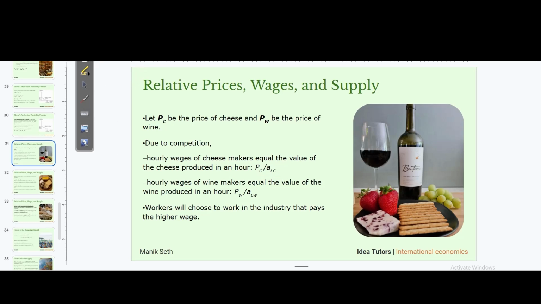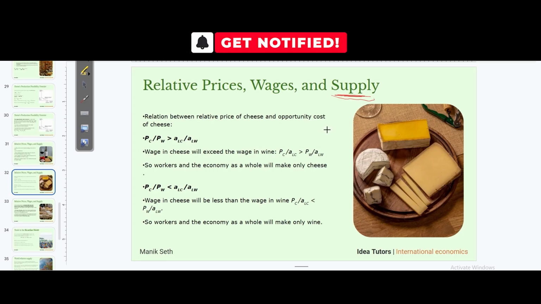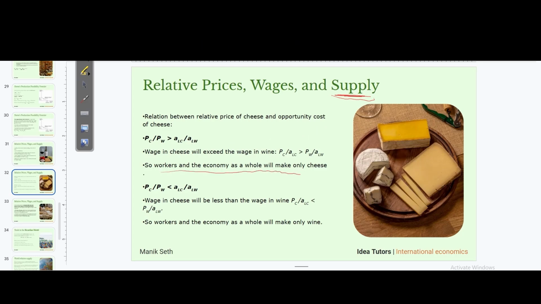Now who will pay the higher wage? How will that be decided? There are different things. First, relative prices: the price of cheese relative to wine, or wine relative to cheese. Then we have wages, which is what the worker is getting. And the supply is the supply of the product. To supply the product, we have to produce it. To produce the product, we need labor, and labor will work for the industry that is paying more. This is the idea.